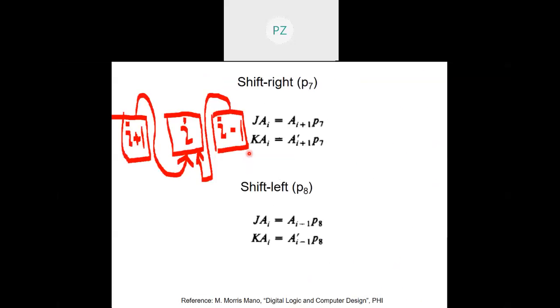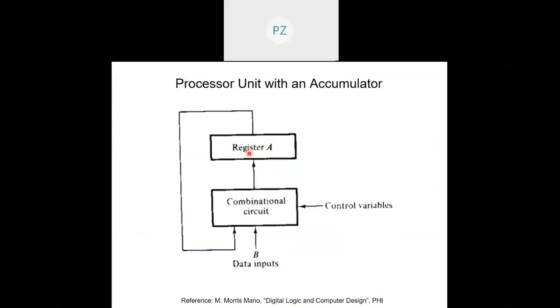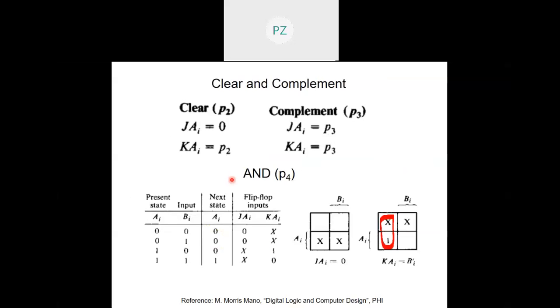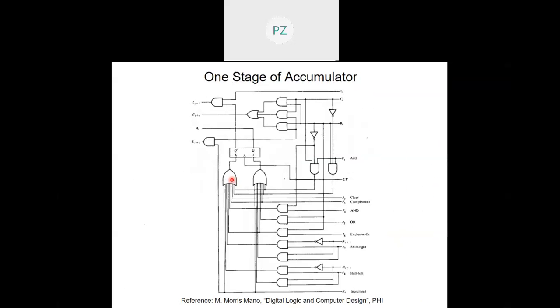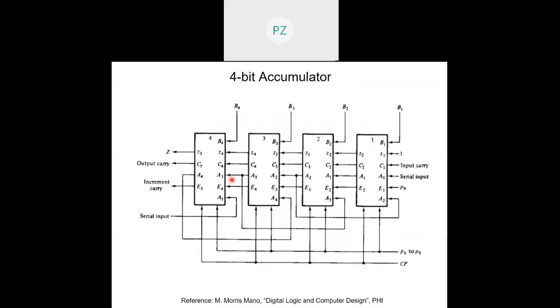Remember the very first diagram that I had given, this one. See, the combinational circuit is here, and this is register A of n bits. So for one bit of register A, the ith bit of the register, what is the combinational circuit corresponding to that? What is the combinational circuit corresponding to the (i+1)th bit, and so on, right? So this is the ith stage of the accumulator. And then using this, I can have an n-bit accumulator.